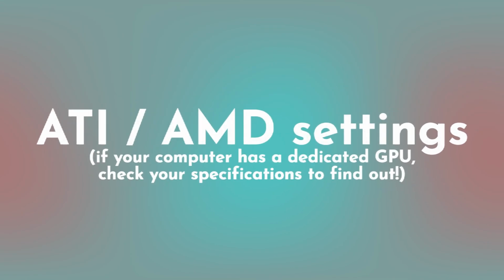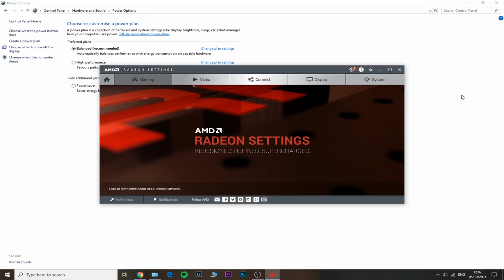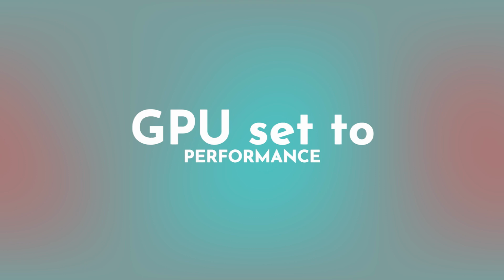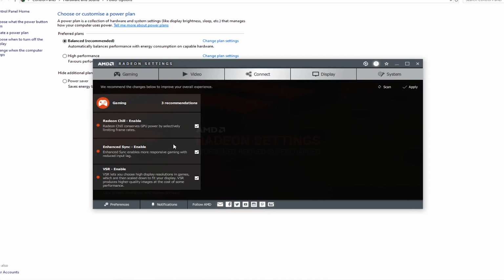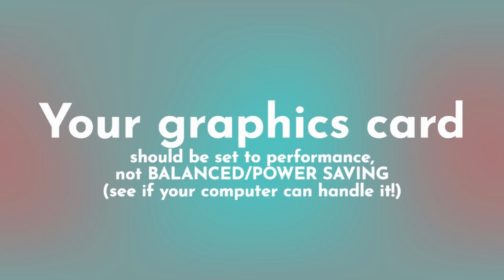Moving on, you need to make sure that in ATI or AMD settings, obviously if you have a dedicated graphics card inside your laptop, computer, PC, all that, your GPU, which stands for graphics card, is set to performance and not balanced or power saving. So we want to have all these settings set to performance or max.